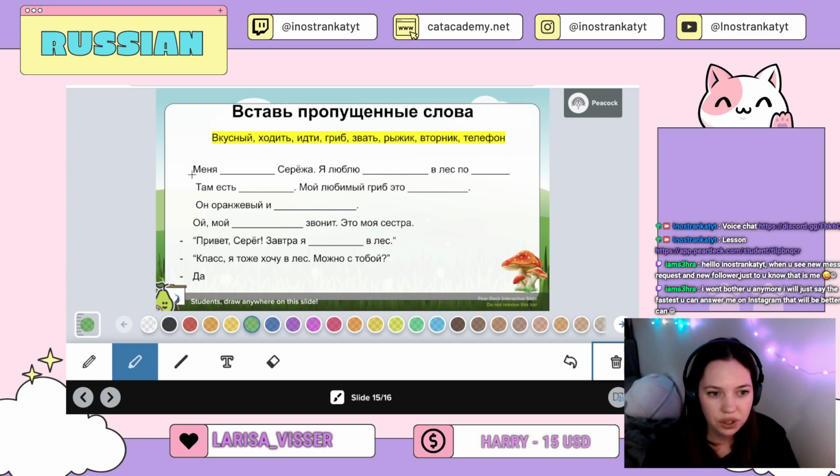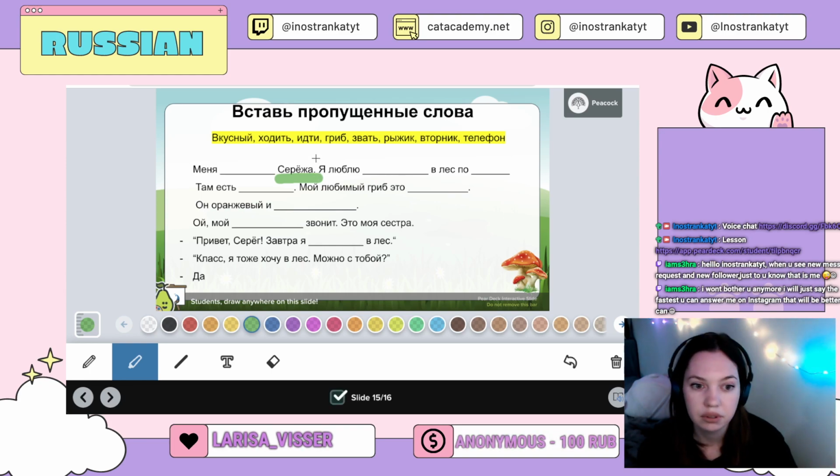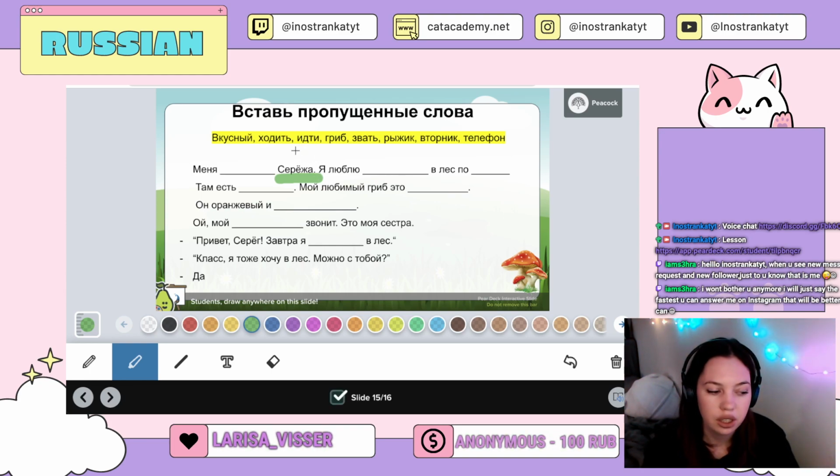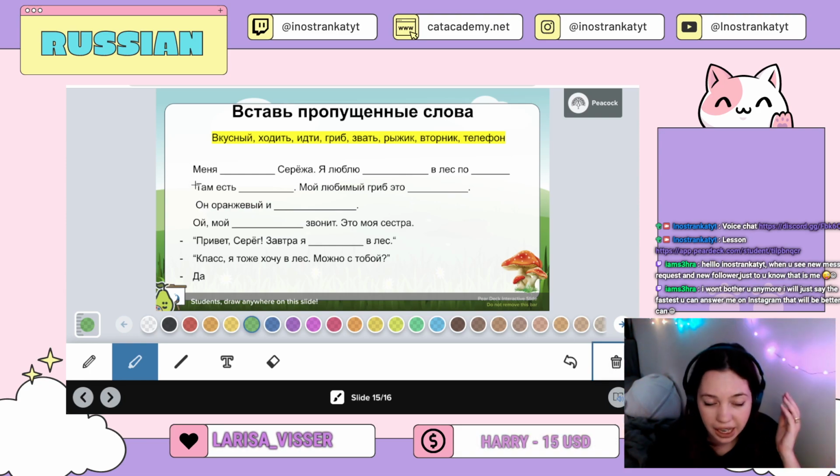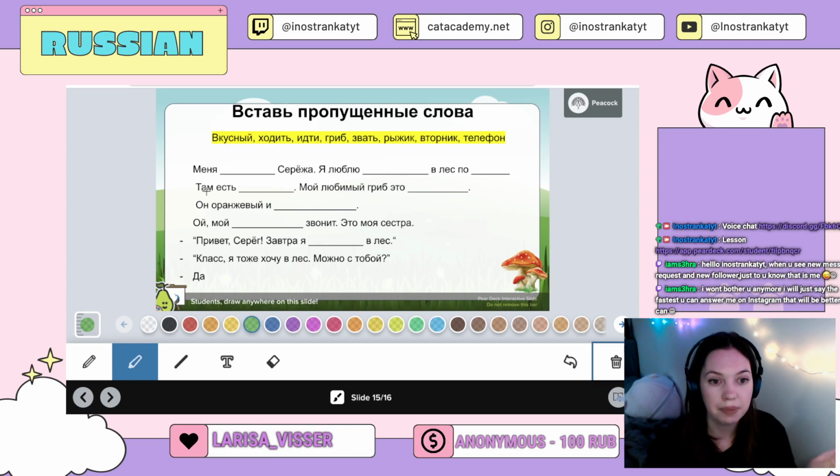Okay, let's start with the first sentence. Меня, Сережа. We know that Сережа is a name for a male in Russia. It's like Serge in some Western countries. So in Russian, Сережа. Usually when we see the name and also меня, it's kind of an introduction: my name is. So how do we say меня?